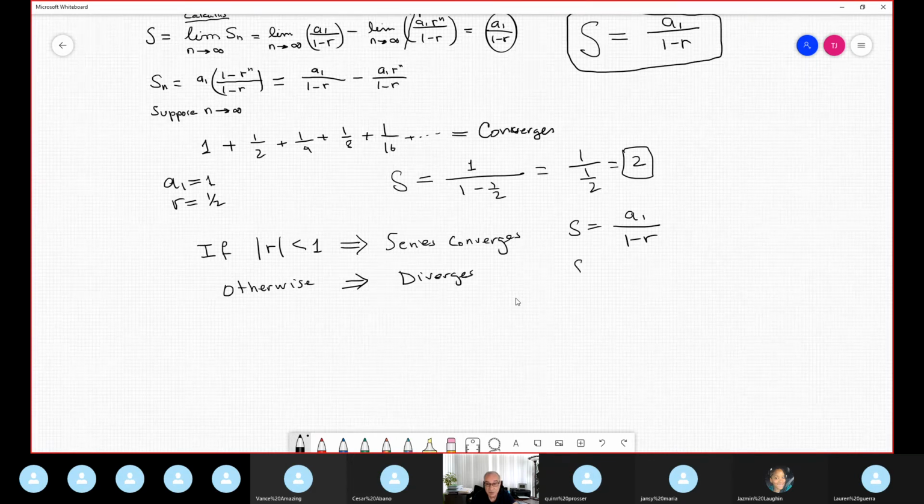And diverge means that S is infinity. Okay, maybe positive or negative.